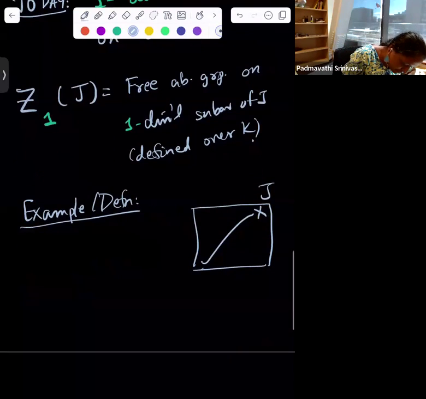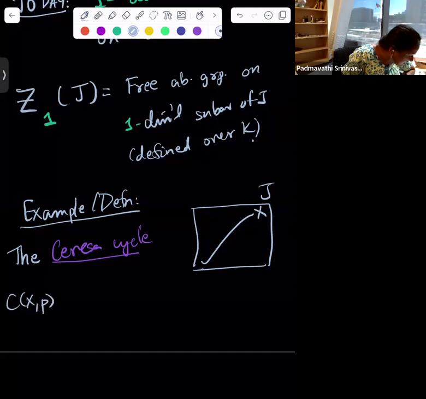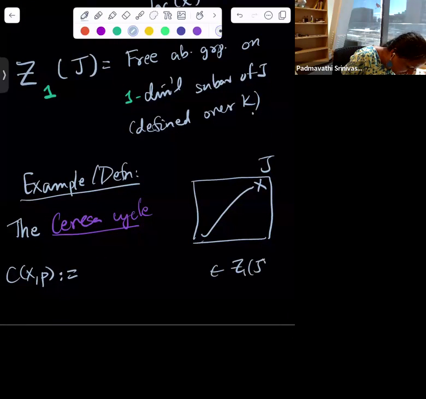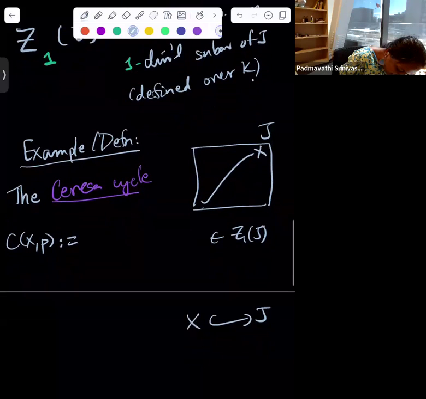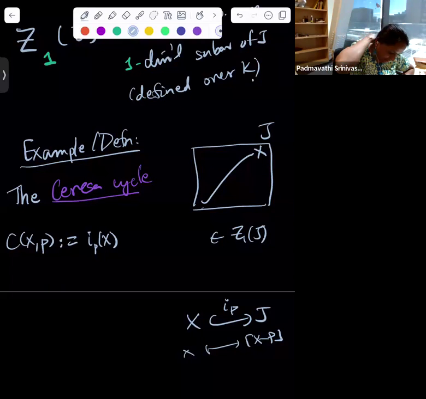So the Ceresa cycle is built, the key object for today, C_{X,P}. It's this canonical element in Z_1 of J. I set up this very nice map from X into J, sending x to x minus P. So you can look at the image of the curve inside the Jacobian. That's a one-dimensional subvariety inside J.